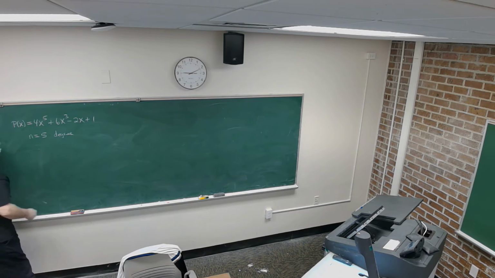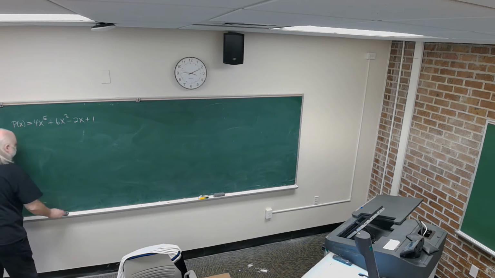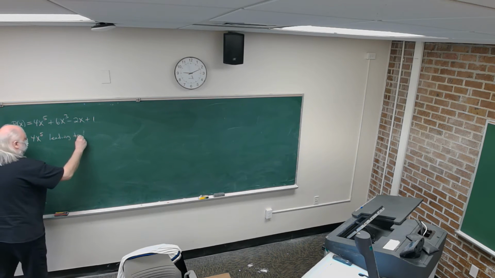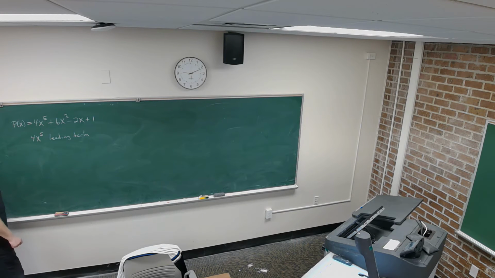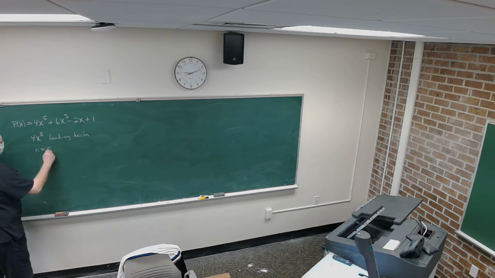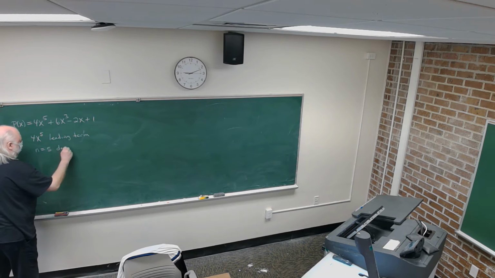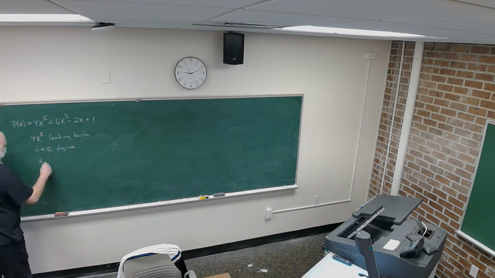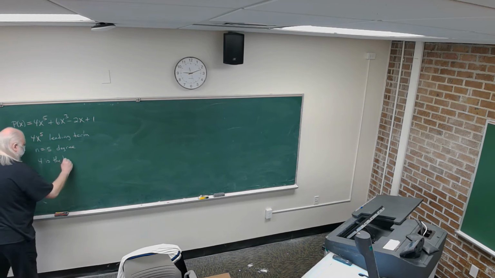Maybe we should go one step further. 4 times x to the fifth is the leading term in this polynomial function, because this is the term with the largest power of x. And n equals 5, consequently, is the degree of the polynomial. And the coefficient in the leading term is 4, so 4 is the leading coefficient.